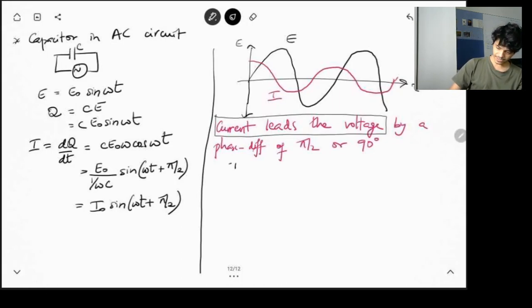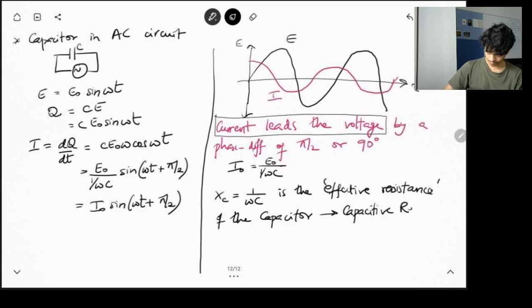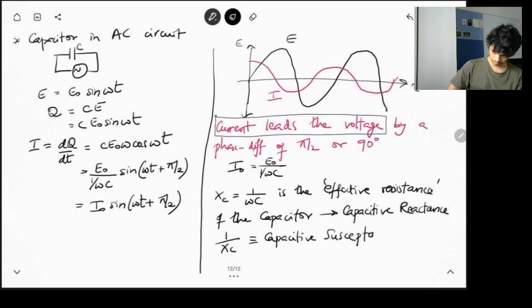Now once again, we can define an effective resistance, but this time for the capacitor. So I0 is E0 divided by 1 over omega C. So now this 1 over omega C plays the role of the effective resistance of the capacitor. So we define XC as 1 over omega C, and we say that this is the effective resistance of the capacitor, and we call it capacitive reactance. And 1 over XC, we call it the capacitive susceptance.